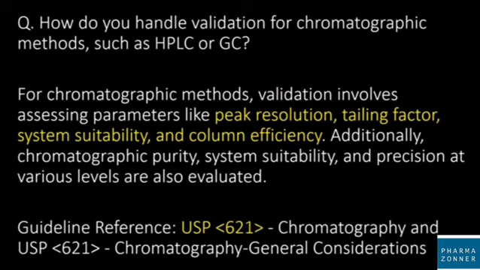Next question, how do you handle validation of chromatographic methods such as HPLC or GC? For chromatographic methods, validation involves assessing parameters like peak resolution, tailing factor, system suitability, and column efficiency. Additionally, chromatographic purity, system suitability, and precision at various levels are also evaluated. Reference guideline USP chapter 621.